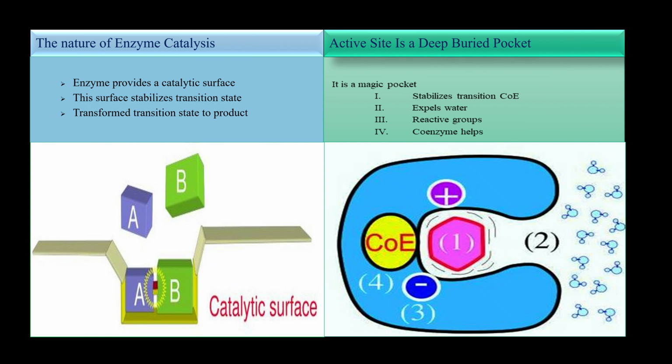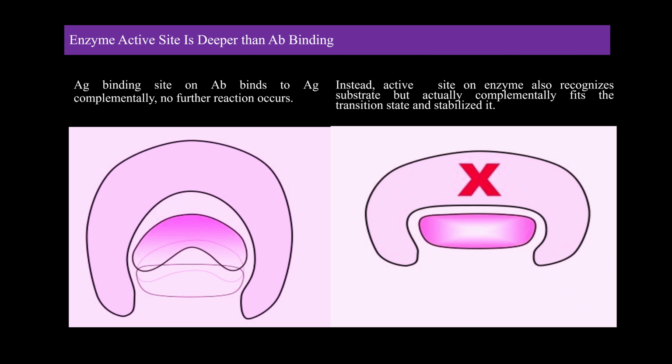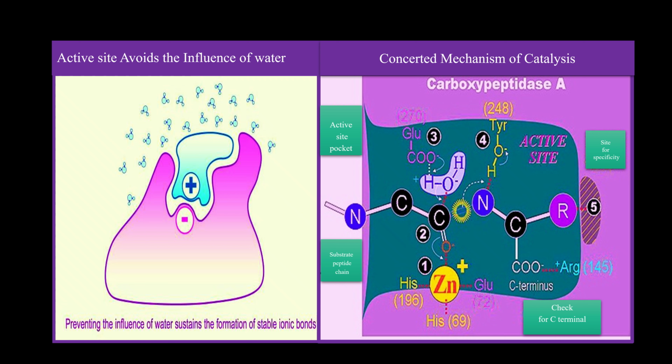Another feature: the active site is a pocket. The pocket stabilizes the transition state, with coenzyme, explicit water, and reactive groups, and the coenzyme helps. The enzyme active site is a pocket, and then the substrate binds. Antigen binding inside of the site, and binds to the antigen complement for the reaction to occur. Inside the active site, the enzyme also recognizes the substrate, with actively complementary fit and stabilization of the transition state. The active site prevents the influence of water and the sudden formation of stable ionic bonds.